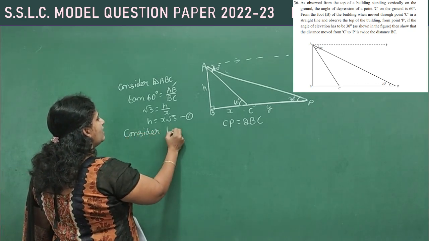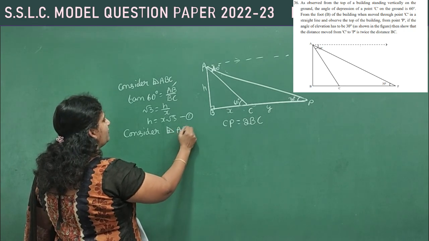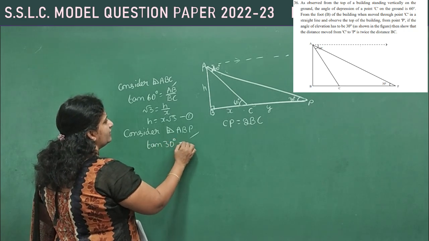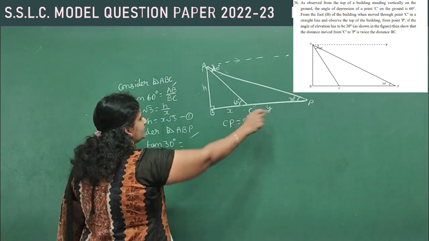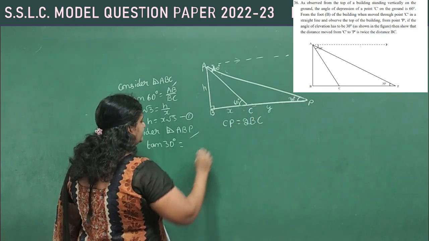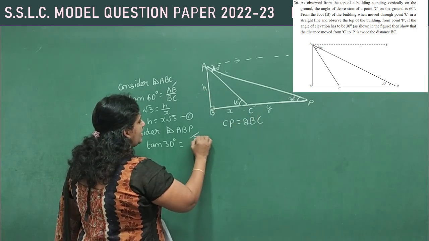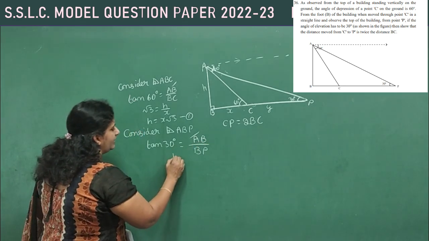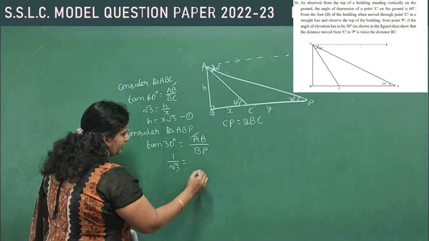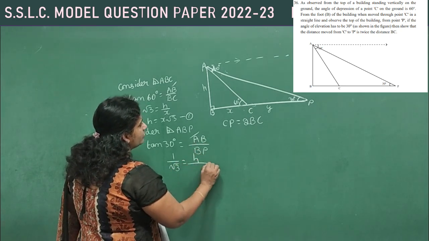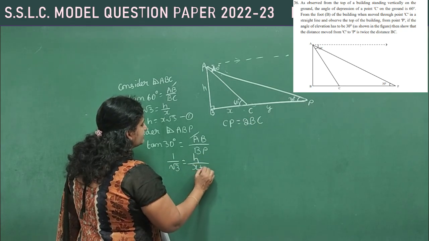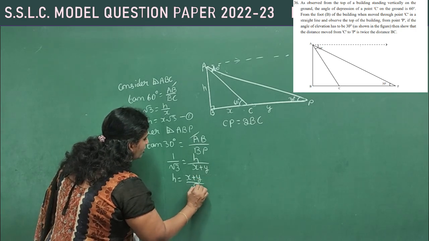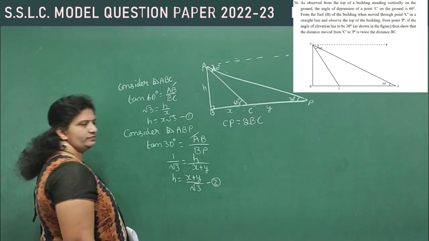And now consider another right triangle, ABP. Now the angle is 30 degrees. Tan 30 degrees is equal to, considering the big right triangle, opposite by adjacent, so it is AB by BP. Tan 30 degrees is 1 by root 3. AB is h, BP is x plus y. h is equal to x plus y by root 3. Cross multiply, mark it 2.